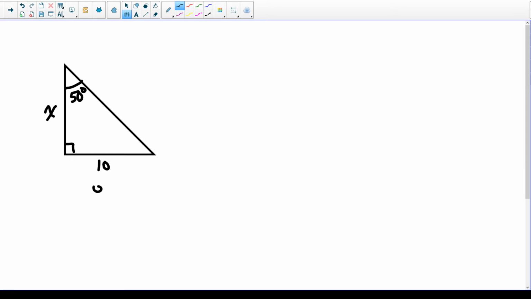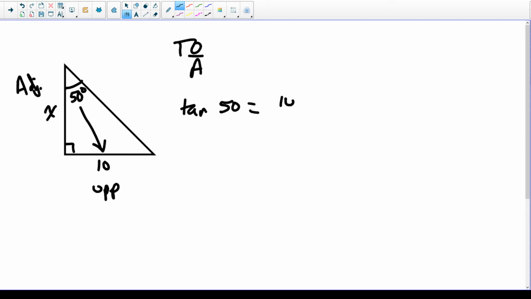My opposite side, I'm hoping everybody's getting comfortable with figuring out the opposites and the adjacents and the hypotenuses at this point, since this is review from grade 10. So we've got opposite and adjacent, which means I'd be using TOA from SOHCAHTOA. And if I set up the equation, I have tan 50 is equal to my opposite, which is 10, over my adjacent, which is x.